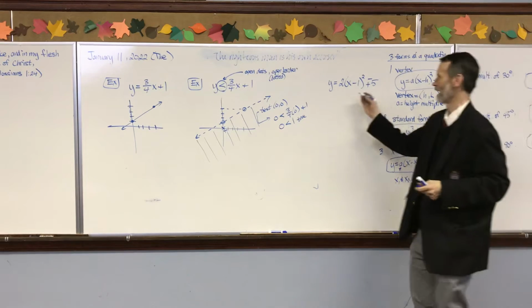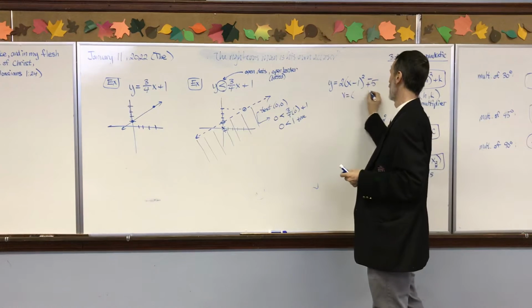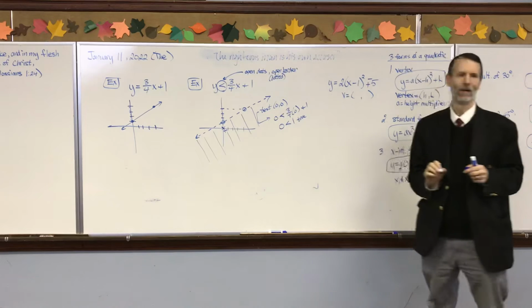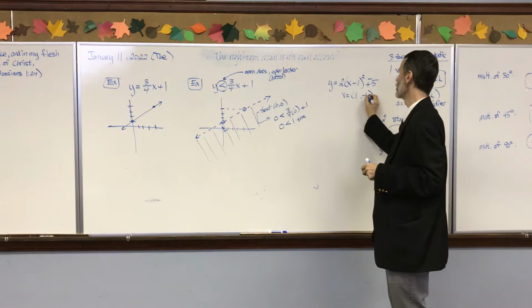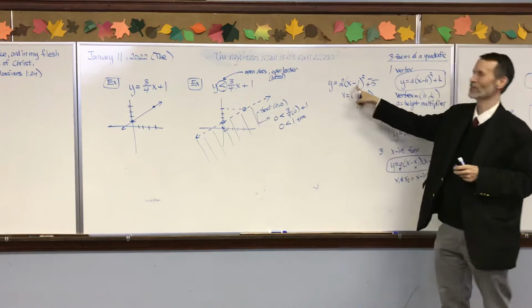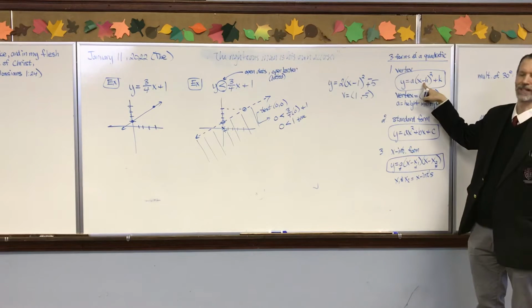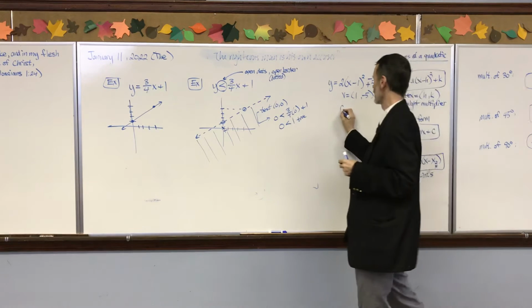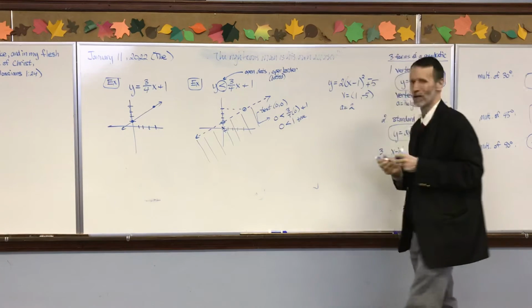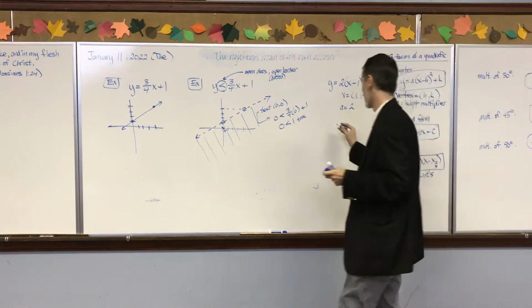So where's the vertex while we're at it? Blaze, take over. 1 comma negative 5, correct. Please do not put negative 1. The minus sign belongs in the formula, so don't steal it. This has its own negative. And then the height multiplier is 2. How do you graph that?